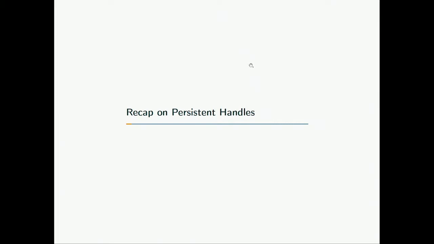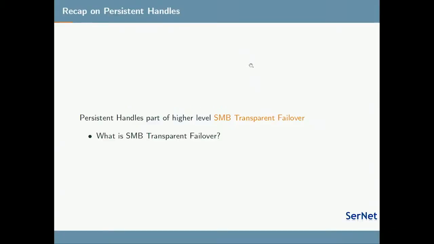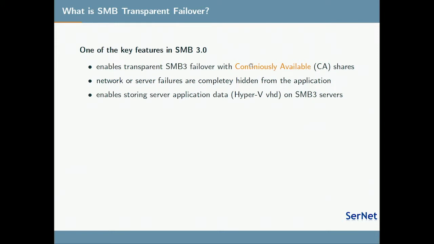So a brief recap on what persistent handles are from a really high-level perspective. A persistent handle is part of a higher-level feature named SMB transparent failover. So another term, what exactly is that? That's one of the key features in SMB 3, and it enables transparent failover of an SMB 3 connection and all its associated state with continuously available shares.